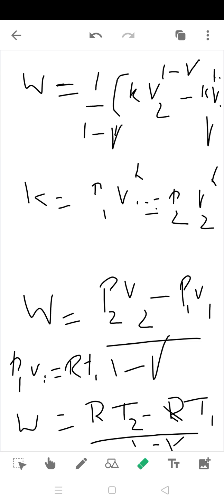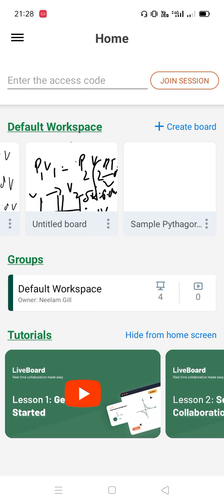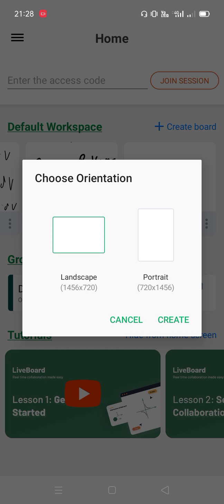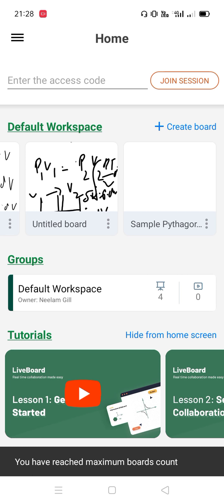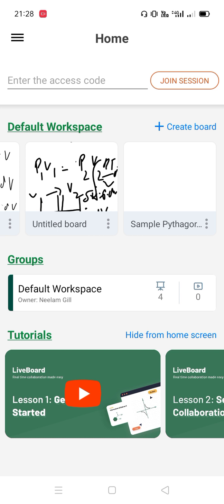Next, we will do a comparison of the slope of an isothermal and adiabatic process. We will do this in the next lecture.